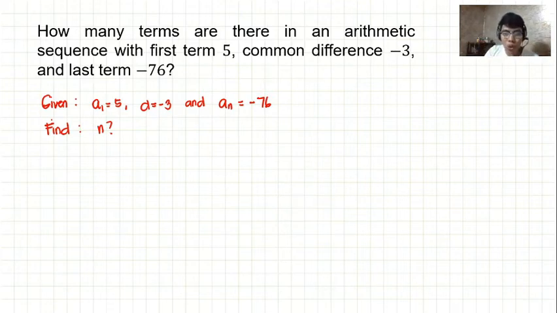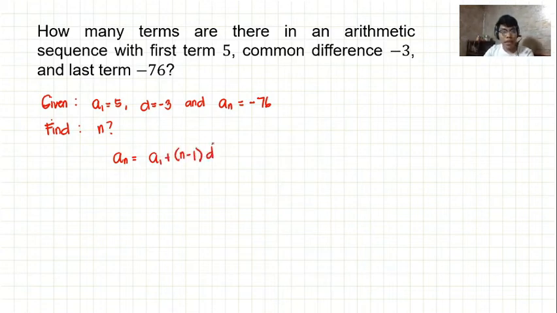Okay? And we know that A sub n is equal to A sub 1 plus the quantity n minus 1 times D, right? So this is the formula. Now, we are given with the values of A sub n, A sub 1, and D. Therefore, we can solve for N. So, ang gagawin natin, magsa-substitute lang tayo. Then, solve for N, then that is your final answer.